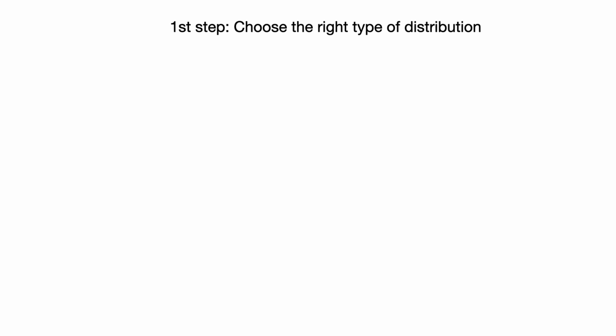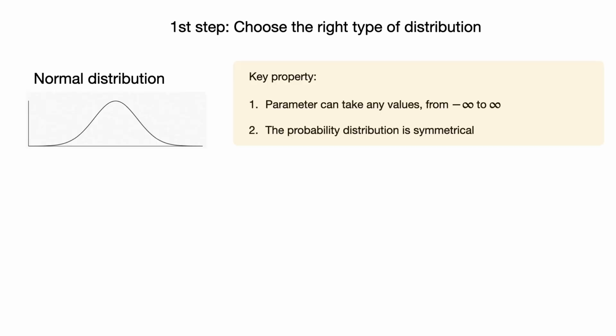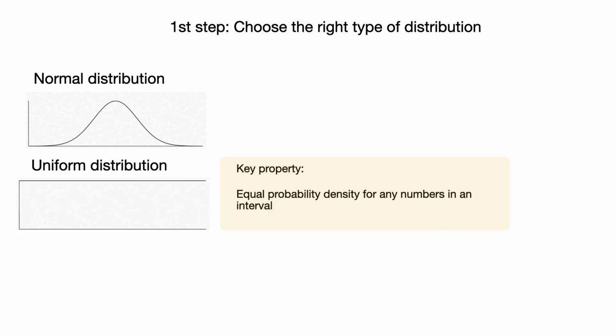So the first step for us is to choose the right type of distribution. The key ones are usually normal distribution, which has the key property of taking parameter values from negative infinity to infinity, and the probability distribution is symmetrical. Uniform distribution has the key property of assigning equal probability density for any numbers in an interval. So this would be a good distribution to choose from if we are not too sure about our prior.